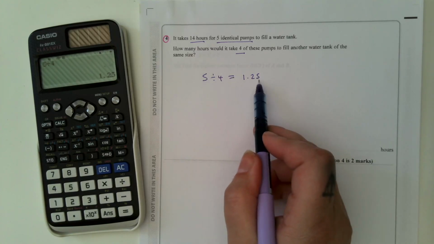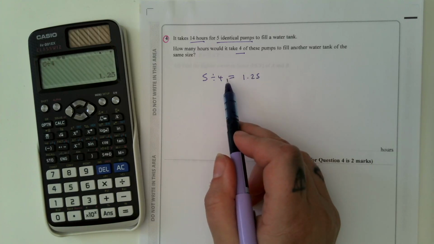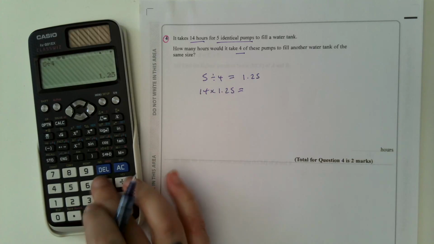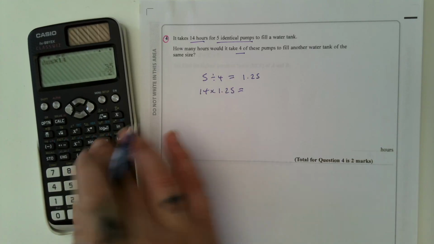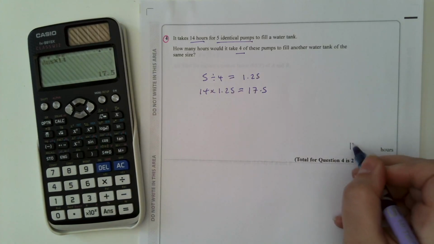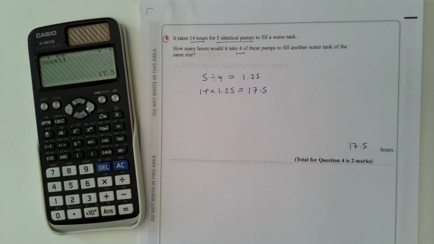So if it's 1.25 the amount of time, I'm going to do 14 times 1.25. And that tells me that it would take 17.5 hours for 4 pumps to do exactly the same as what 5 would have.